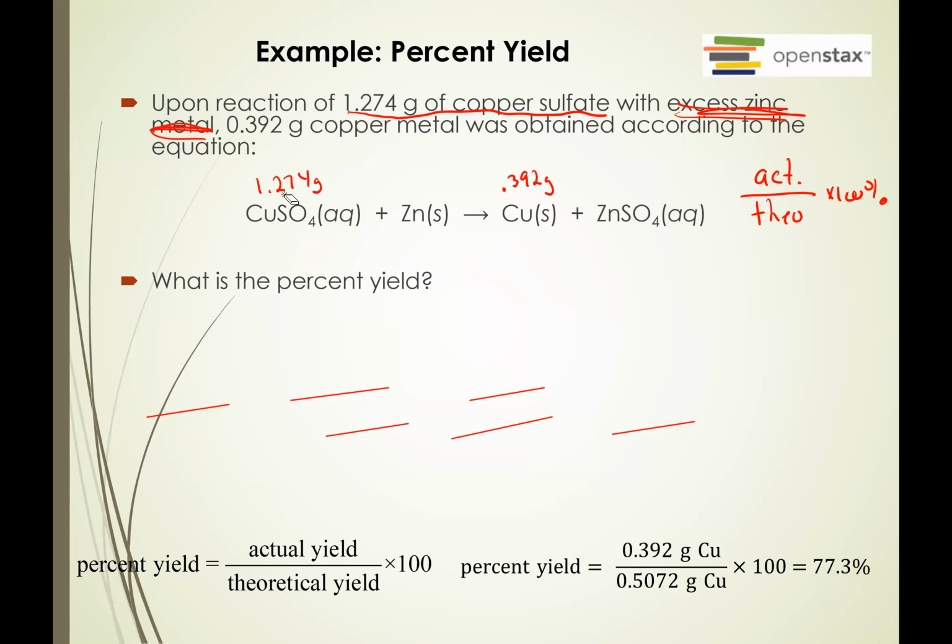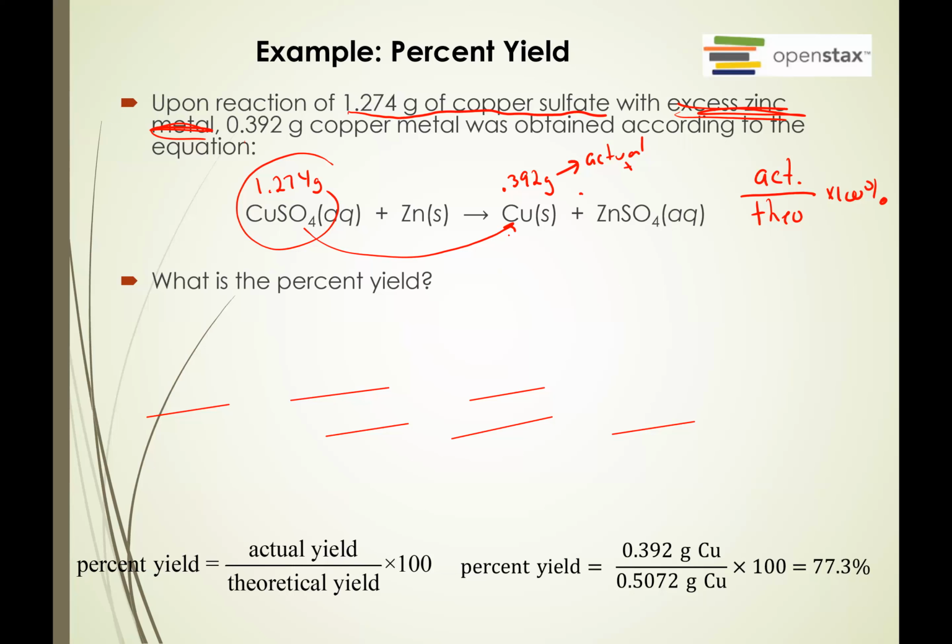So when this one says that the 0.392 was obtained, that means they got that from lab. So they actually mixed these two things together and they got 0.392. So if they got this from lab, is this 0.392 the actual yield or is it the theoretical yield? This is the actual yield, right? So this is our actual yield. So which one do we have to find? We have to find the theoretical yield. And to find the theoretical yield, we need to convert these two.